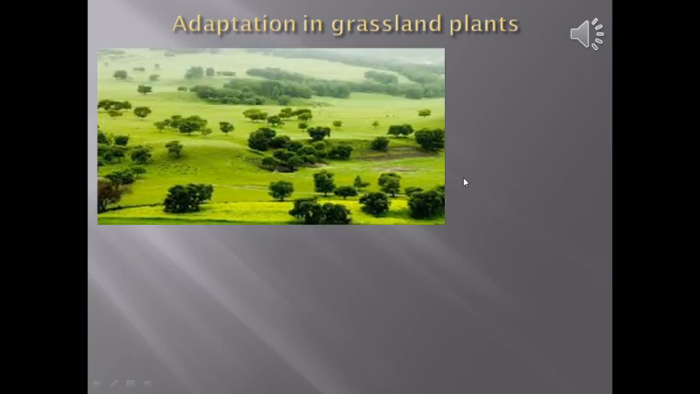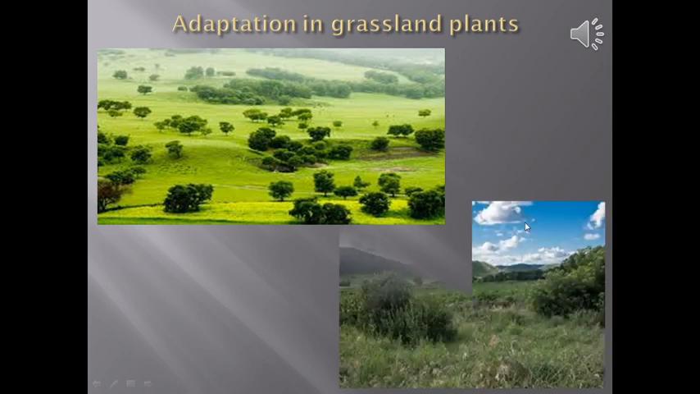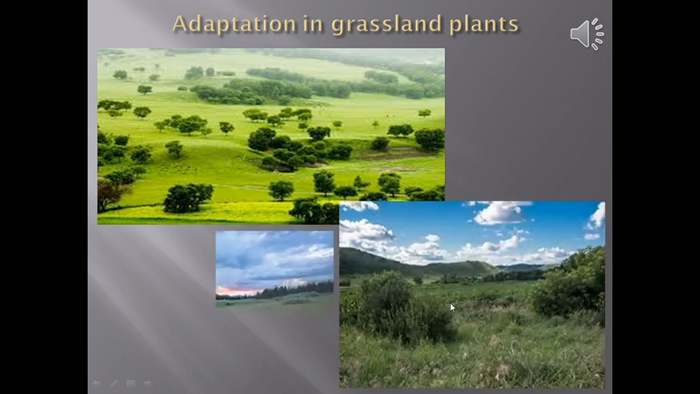Now let's check the adaptation in grassland plants. Diverse types of bushes and grasses are found in the grasslands. From the name itself you can understand, grasslands are areas where you will find a great variety of grass and bushes. Vast meadows are found in hilly areas as well as plains.